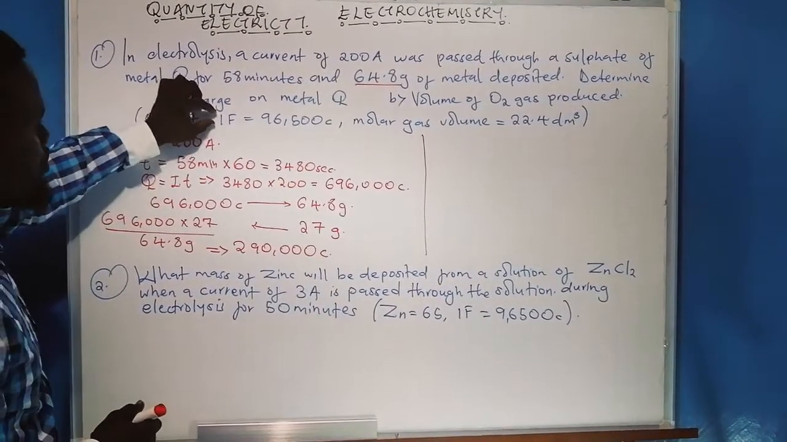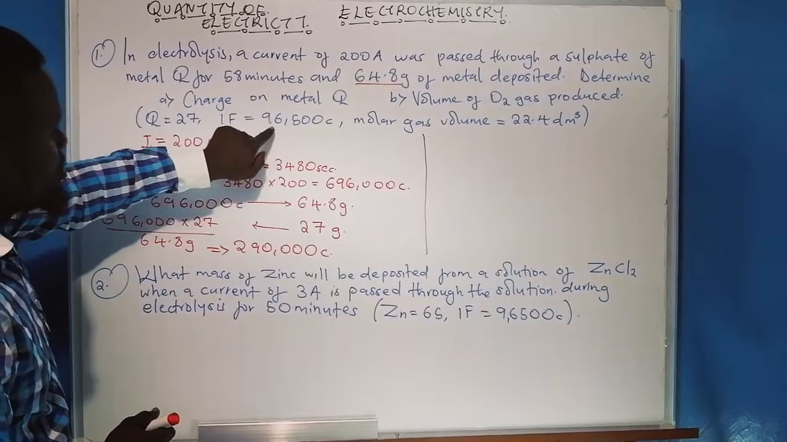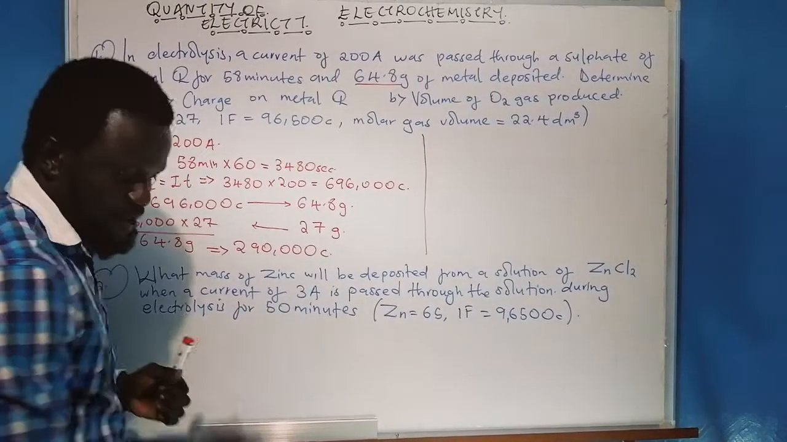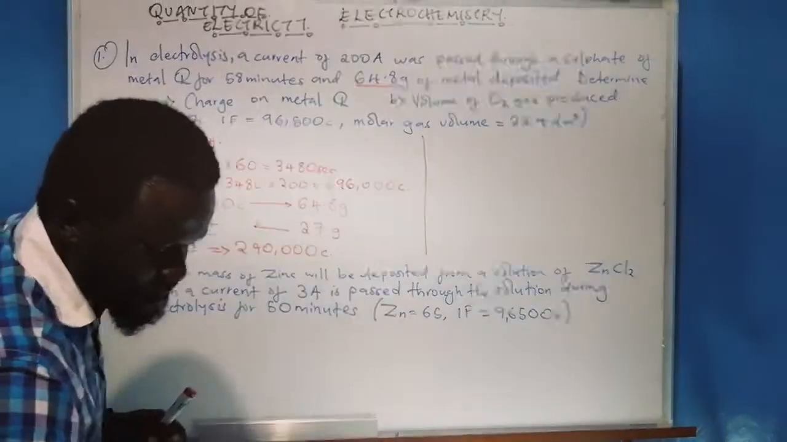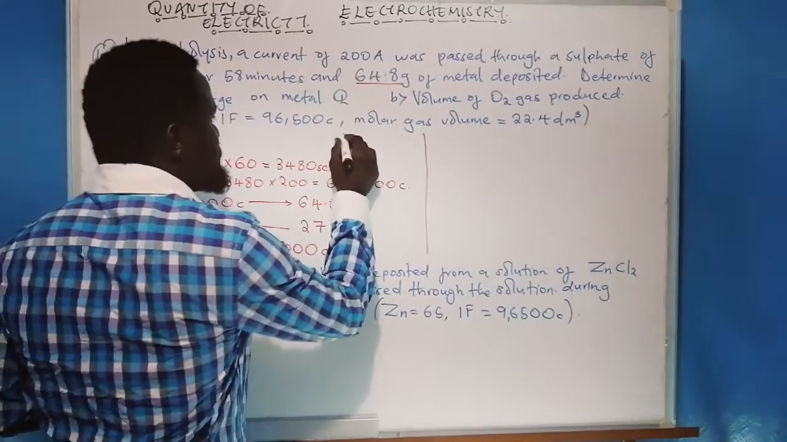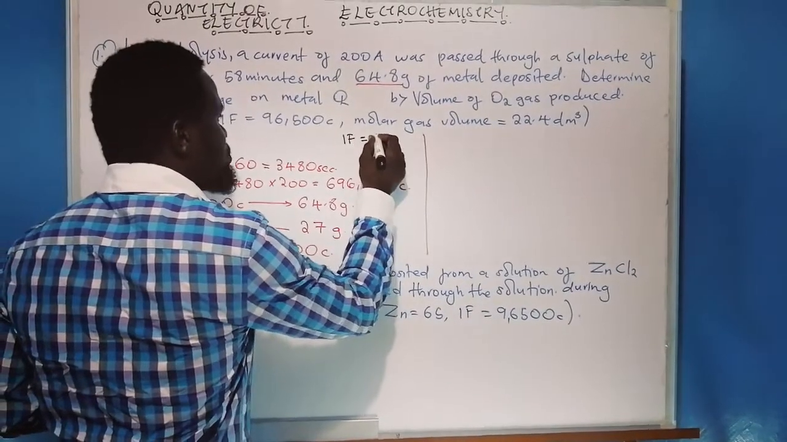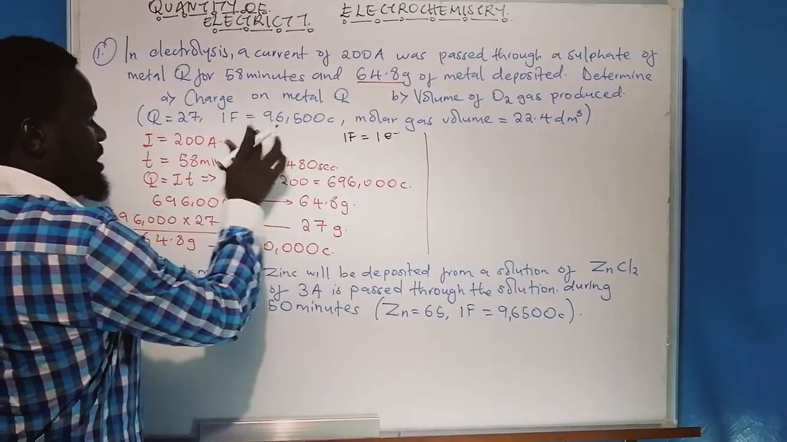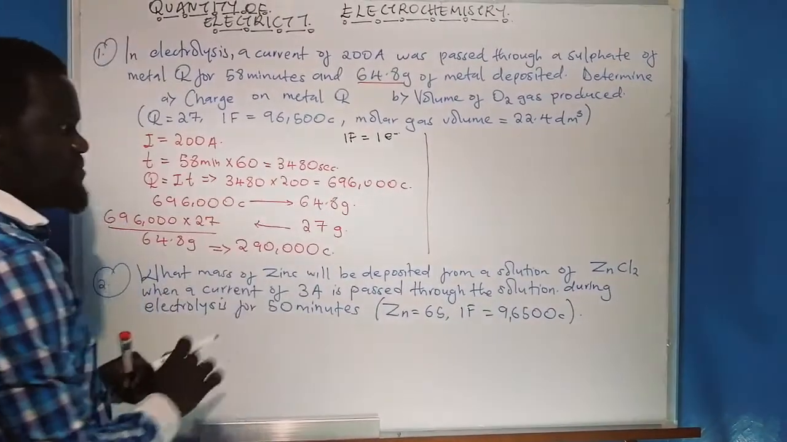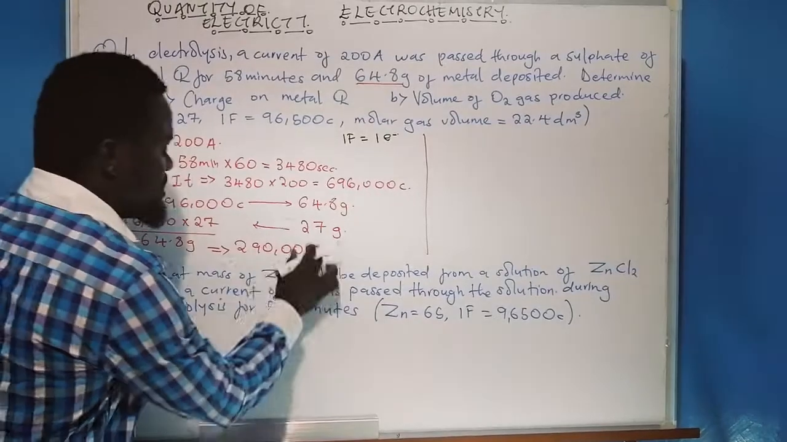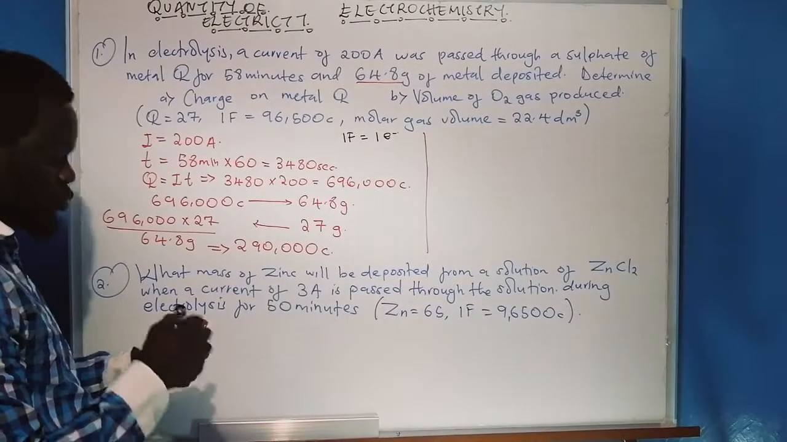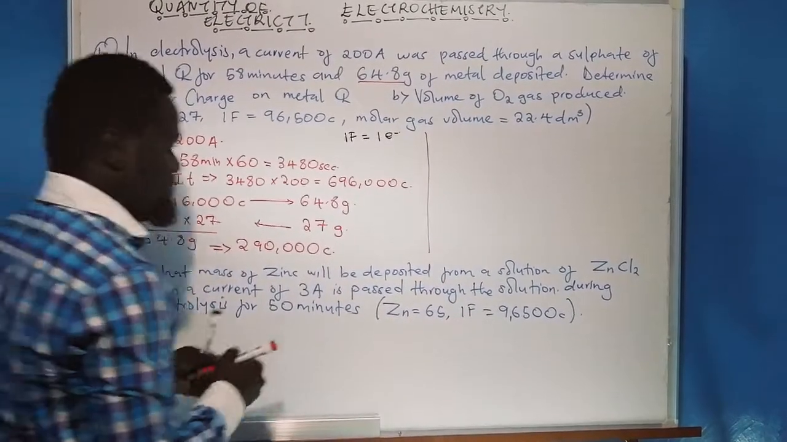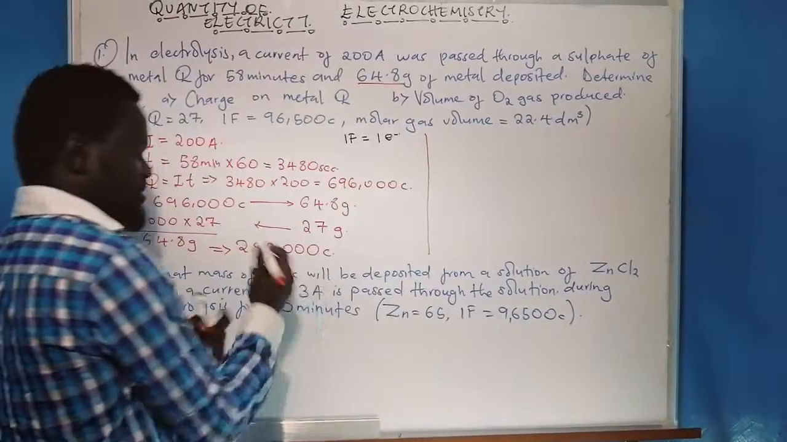is that whenever I am told 1 Faraday is equivalent to 96,500, it means that 1 Faraday is equivalent to 1 mole of electrons. It therefore means that 1 mole of electrons gives 96,500 coulombs. How about this 290,000 coulombs? Therefore, I will have this one. I'll ask myself this very simple question.